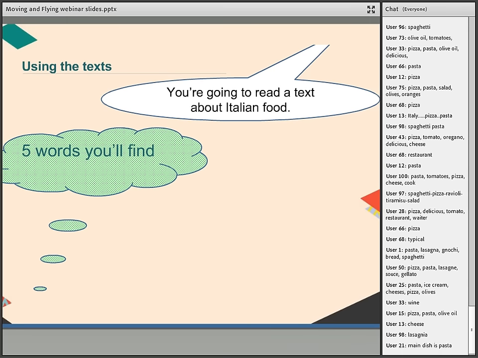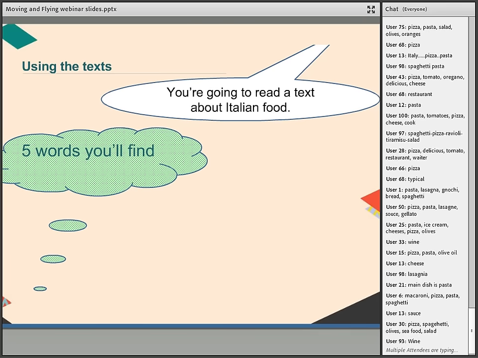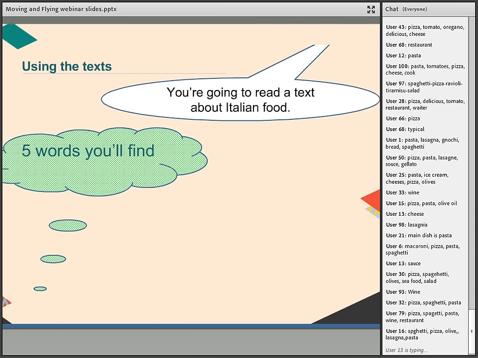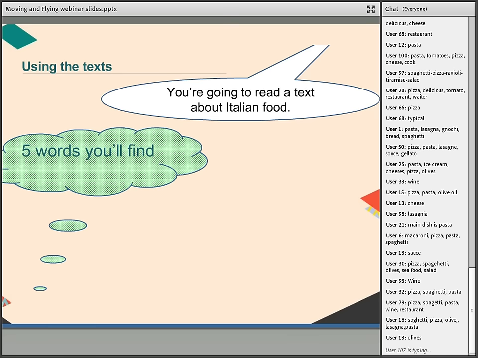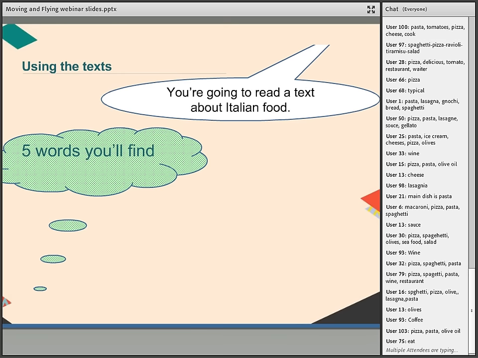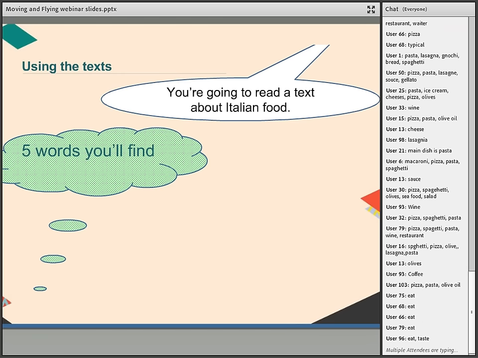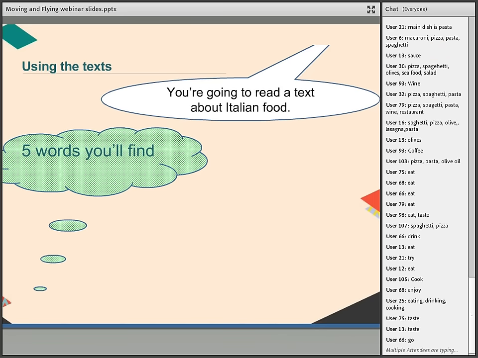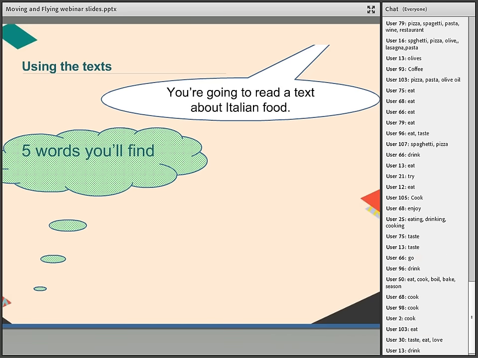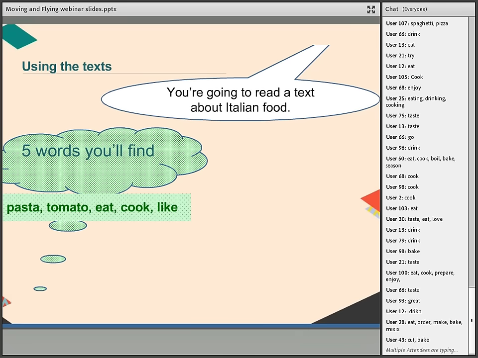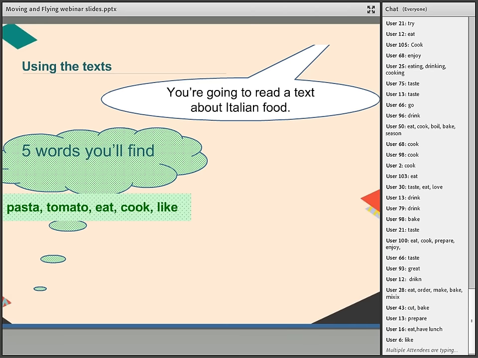Okay, so we've got lots of pizzas, pasta, we've got olives, lasagna, we've got delicious, wine, restaurants. What about verbs? What verbs do you think you might find in a text about Italian food? That's right. So here are some of my suggestions, and they fit in, I think, very closely to what you suggested.